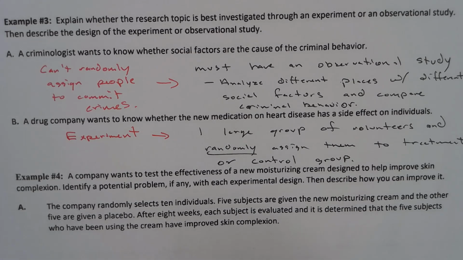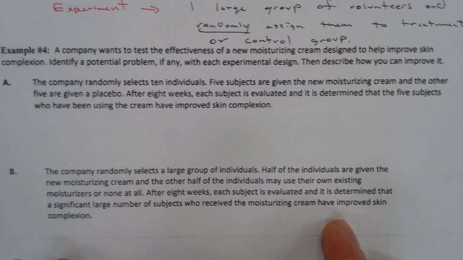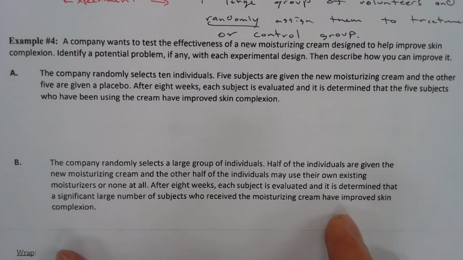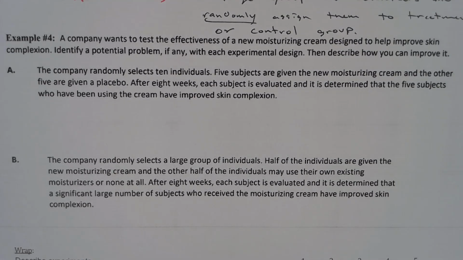All right, last part, number 4. A company wants to test the effectiveness of a new moisturizing cream designed to help improve skin complexion. Identify a potential problem, if any, with each experimental design, and then describe how to improve it. Part A. A company randomly selects 10 individuals. 5 subjects are given a new moisturizing cream, and the other 5 are given a placebo. After 8 weeks, each subject is evaluated and determined that the 5 subjects who have been using the cream have improved skin complexion. Overall, solid.